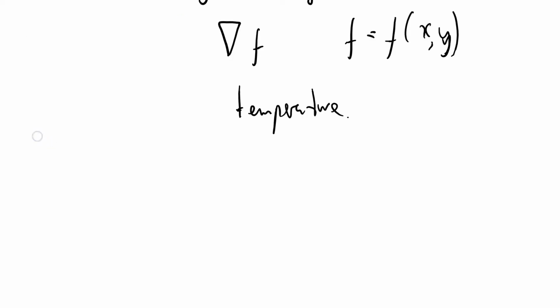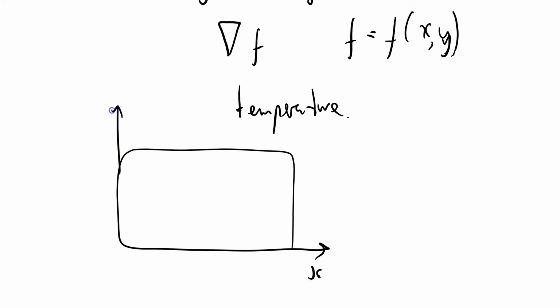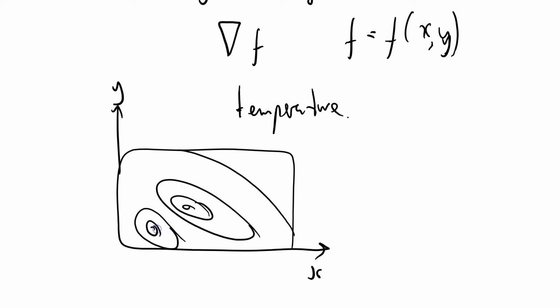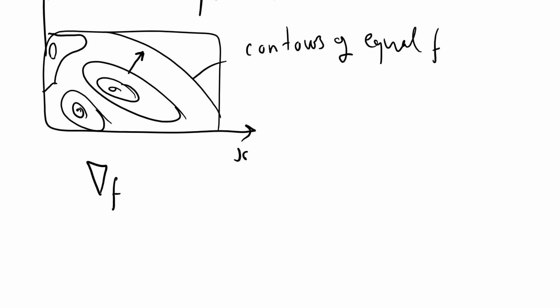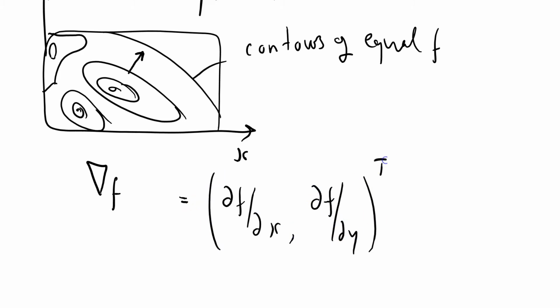So you've got this nice sort of square little thing here. You've got an x coordinate and a y coordinate, and you've got contours of temperature. There's a hot spot there, there might be another hot spot here, and you've got coordinates floating around like that. So these are contours of equal f. And of course what we want is the gradient of this, which we're going to call grad f, which is ∂f/∂x, ∂f/∂y. That's a row vector. I'm going to put a T there to make it a column vector for reasons that will become apparent.